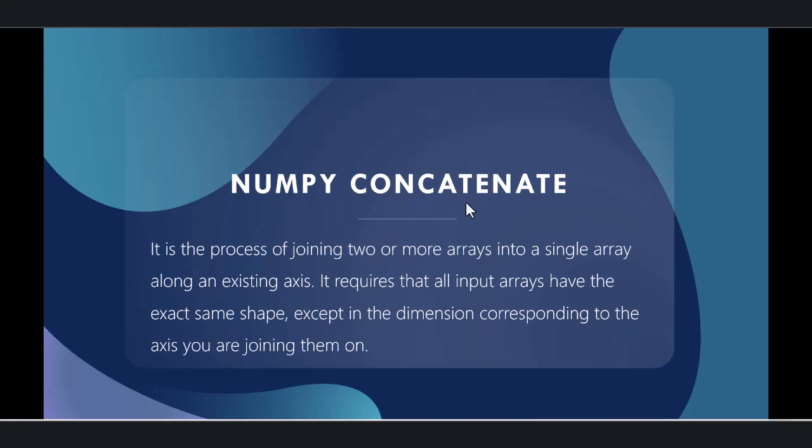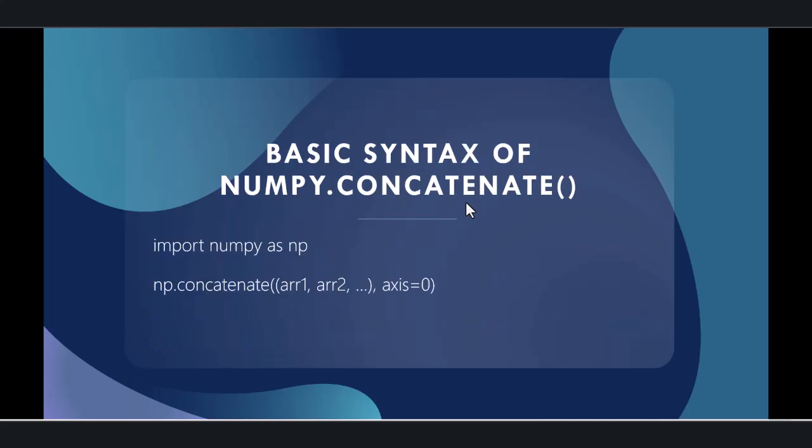This means concatenation. The basic syntax of NumPy concatenation is first we'll import NumPy as np. Then we will use the np.concatenate function, and we will pass parameters array1, array2. We can pass any number of arrays, and then the axis will be 0. This is the basic syntax.